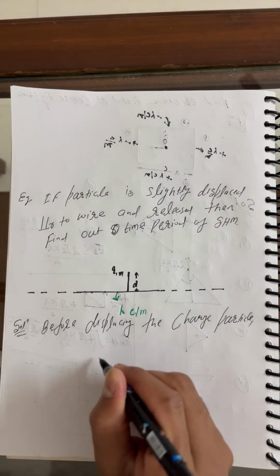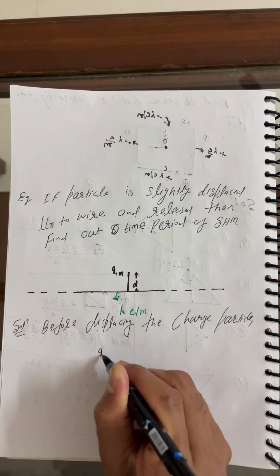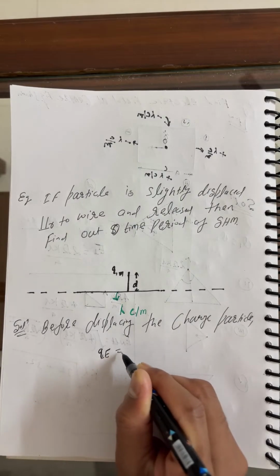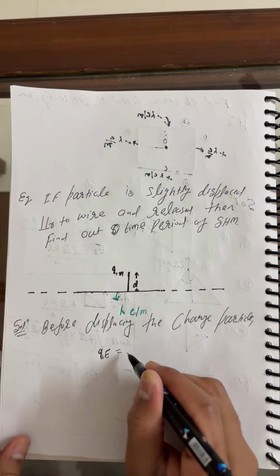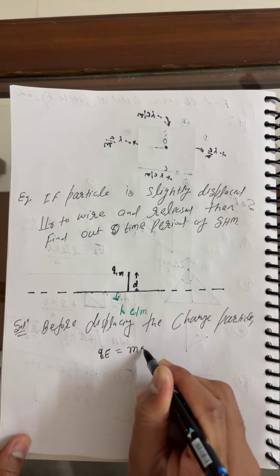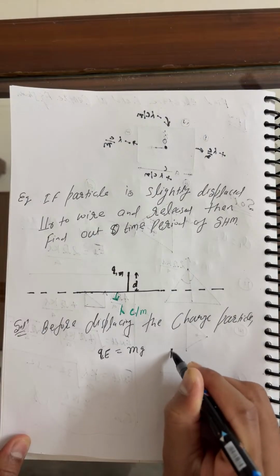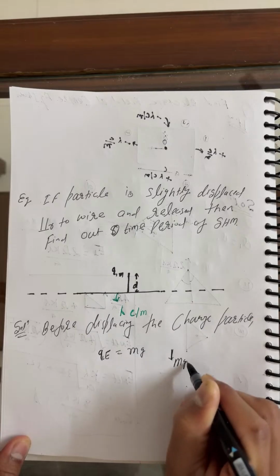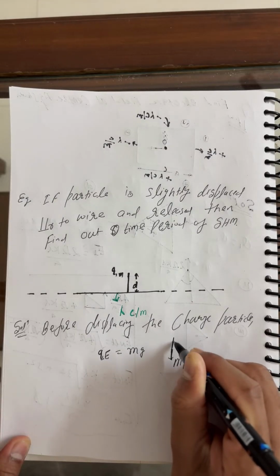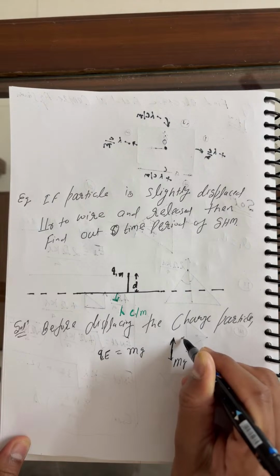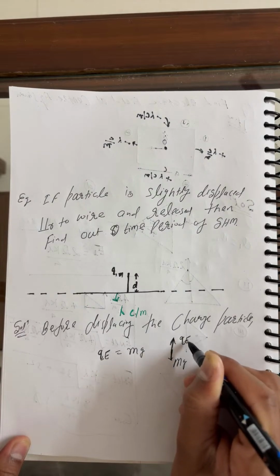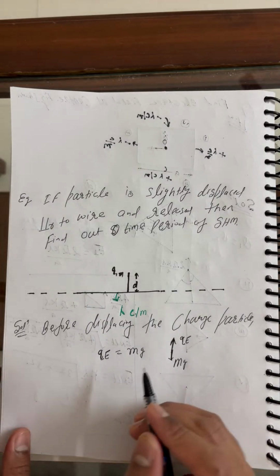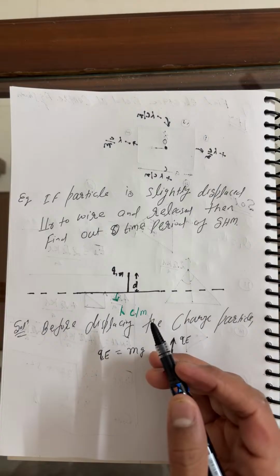Simple. What can you say? Sir, it's nothing but QE equals mg. No, you can just make the diagram, the FBD. Physics has a better language in the FBD. There is mg downward and QE upward. Without any disturbance, the system is in equilibrium, so you can equate them.